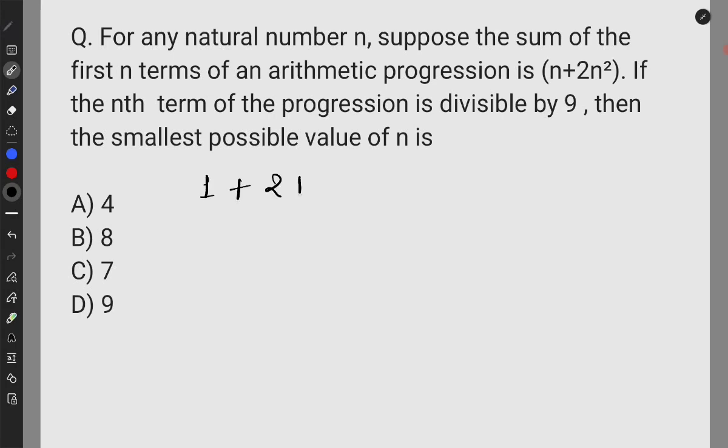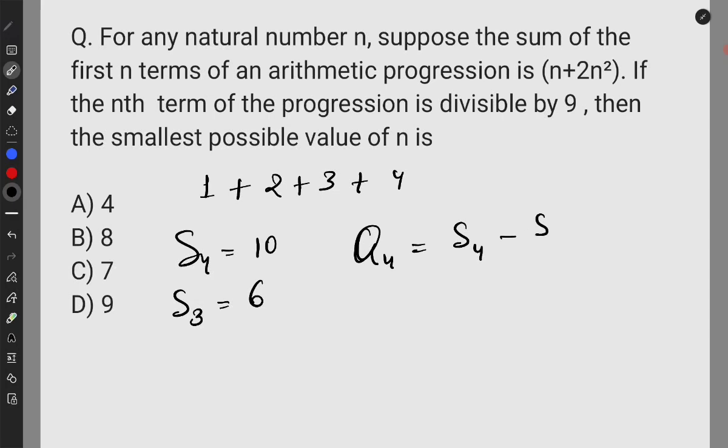1, 2, 3, 4. Now these numbers are in arithmetic progression. If you notice one thing, there are 4 terms, right? So how can we find the 4th term? The sum of 4 terms will be 4 plus 3 is 7, 7 plus 2 is 9, 10. And the sum of 3 terms will be 3 plus 2 plus 1, that will be 6. So if you subtract, A4 will be equal to what? Sum of 4 terms minus sum of 3 terms. So 10 minus 6 will give us 4.